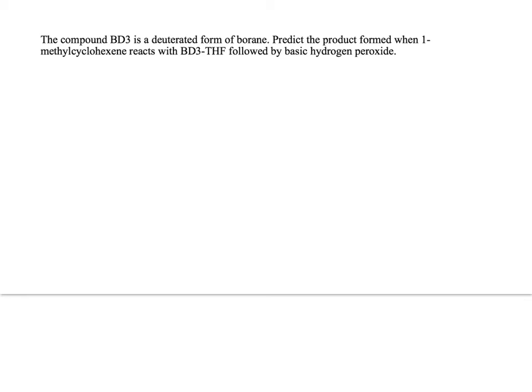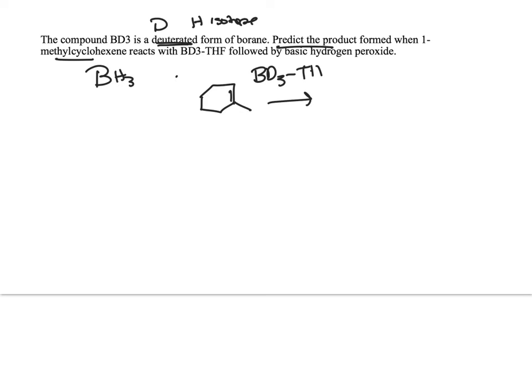Okay, BD3. Remember, D is deuterium, deuterated, so it's just a hydrogen isotope. So it behaves chemically just like BH3. So predict the product when 1-methylcyclohexene is reacted with BD3 and THF. Draw cyclohexene, and then the 1-methyl would be there. Then you treat it with hydrogen peroxide, basic hydrogen peroxide, so throw in some sodium hydroxide.